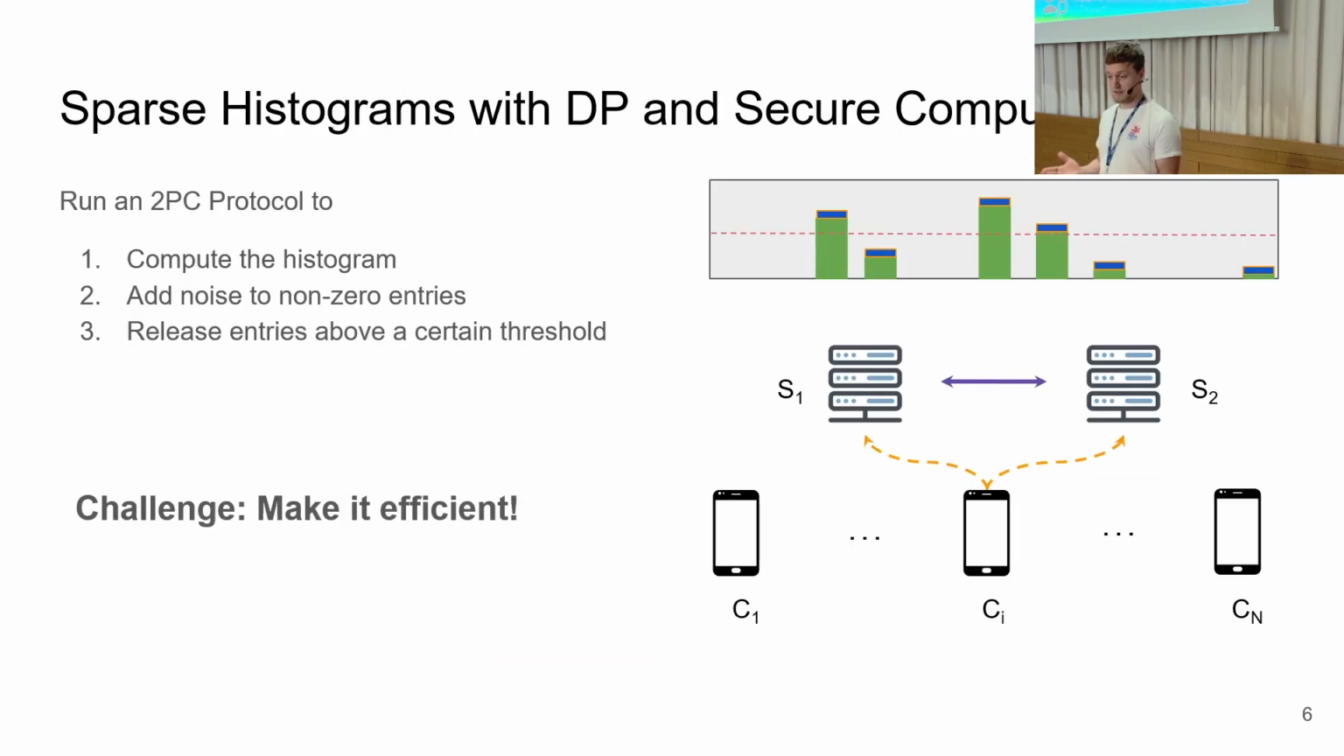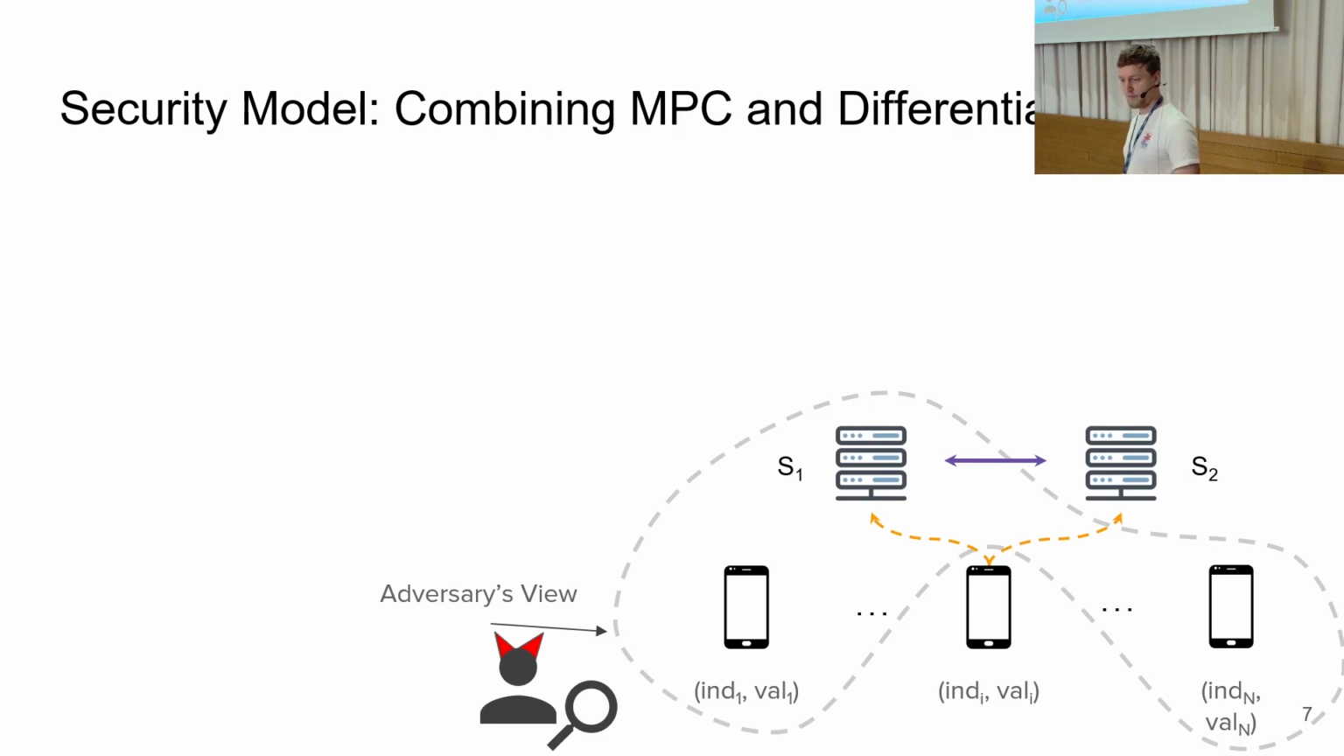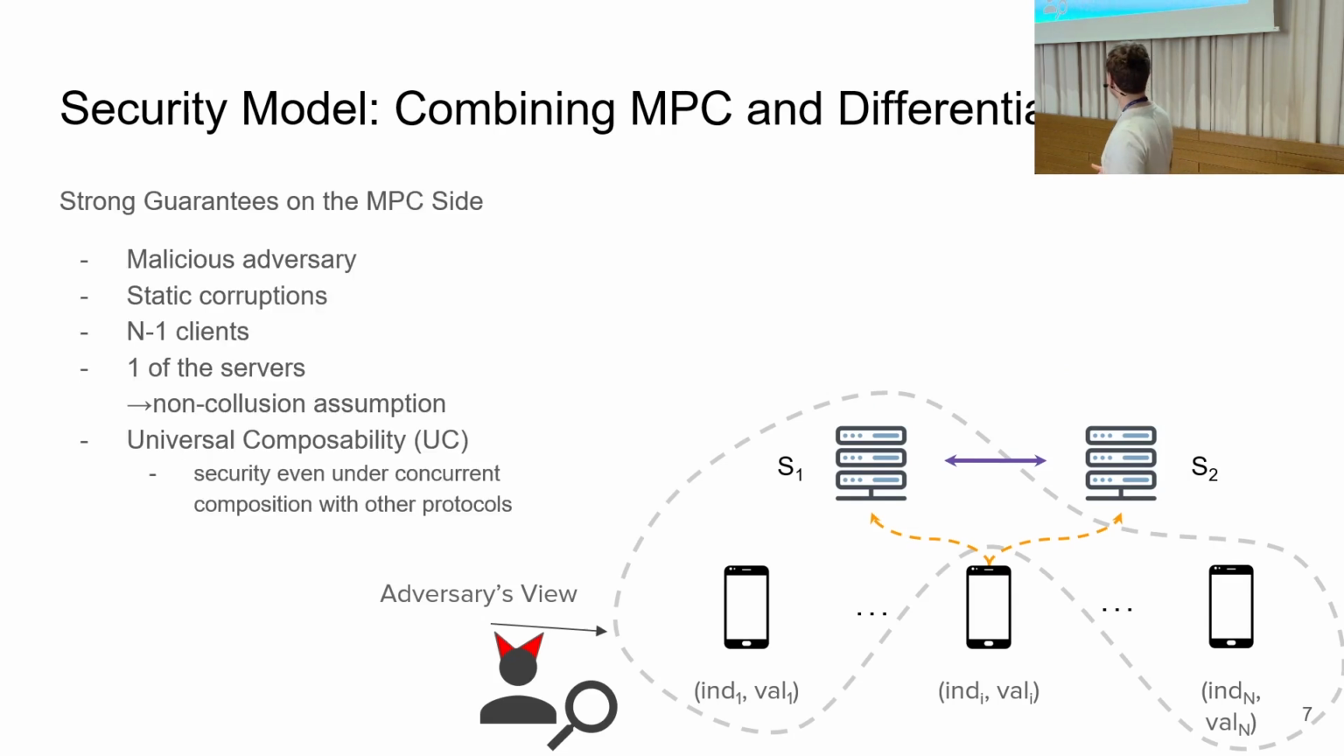So again, we have these two servers and the adversary can control one of the servers, but not both, and any number of clients. And what we want to guarantee is that even with malicious security, so even if the servers and the malicious clients arbitrarily deviate from the protocol, we still have privacy for the honest clients. In particular, we are working in the universal composability framework, so this very strong notion of malicious security.